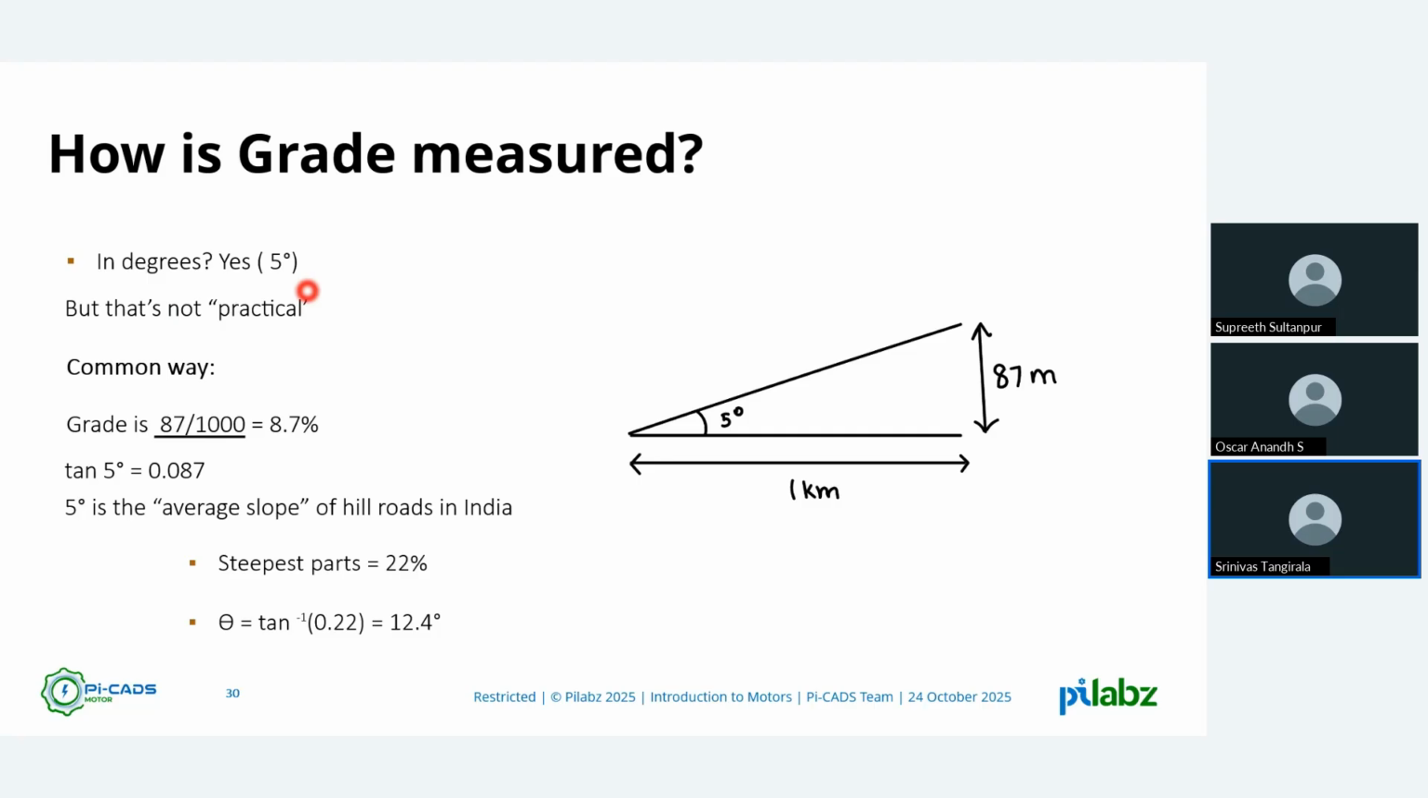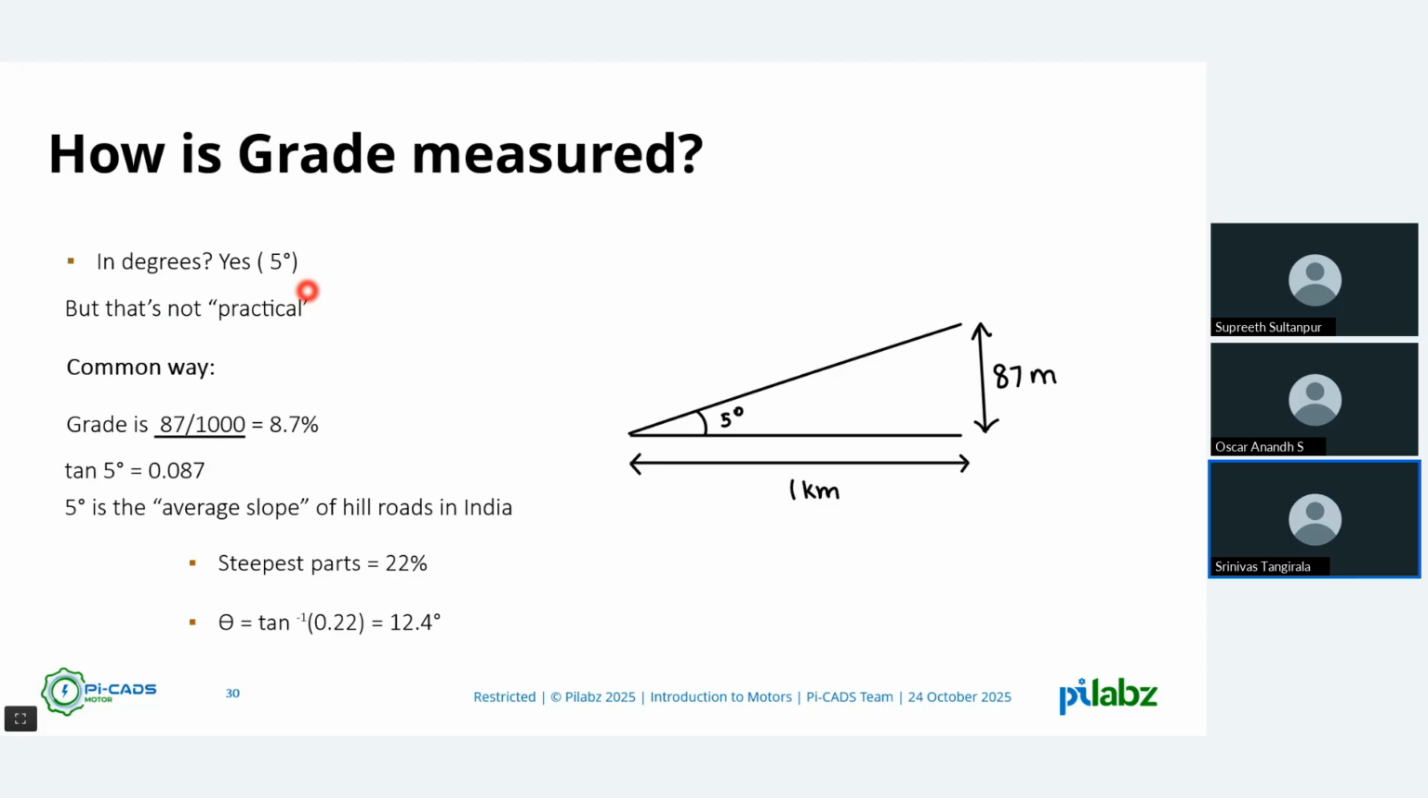Even if we think we are driving on a flat road, generally in India, 5 degrees is supposed to be the average slope of hill roads, according to ARAI. ARAI is the Automotive Research Institute in Pune. They are the ones who validate the vehicles. Any vehicle that comes into the market has to get certified. So they do these tests, the gradient test and the acceleration test, all the tests for the vehicle, and then they certify the vehicle, and only then it comes into the market.